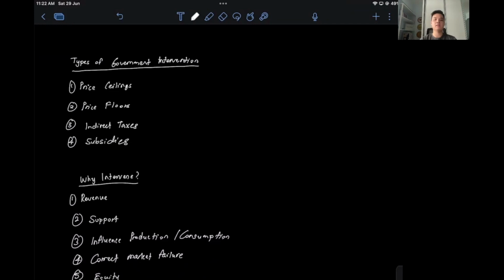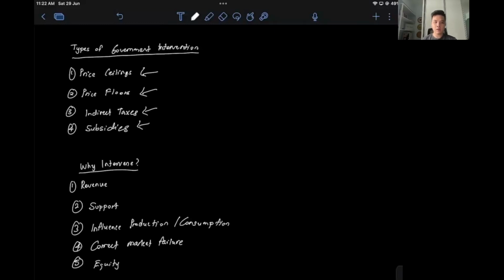In IB Economics, you'll learn four main types of government intervention: price ceilings, price floors, indirect taxes, as well as subsidies. In future videos, I'll be walking you through each of these government interventions and how exactly they work. But before we dive into details on government intervention, why exactly do governments intervene in markets?